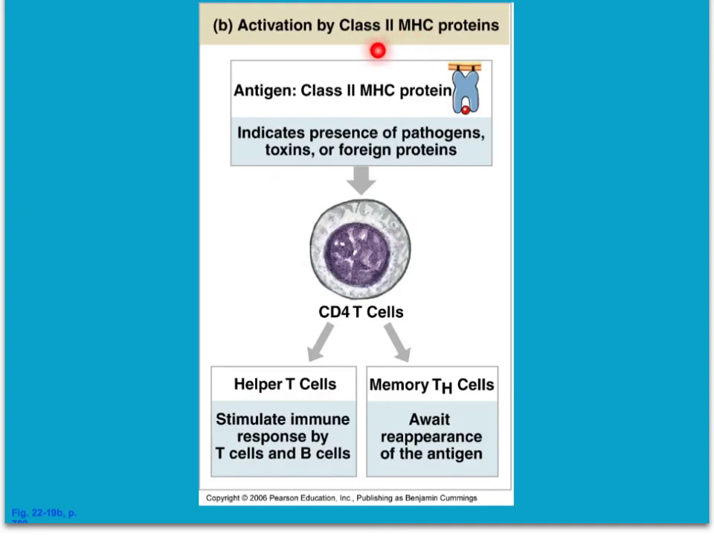Okay, so the summary for this is that the MHC2s are going to be on antigen-presenting cells only, and they are going to always be indicating that you've got some sort of infection. And the helper T cells are going to stimulate the immune response by the T cells, the B cells, and also it's going to attract the NK cells.